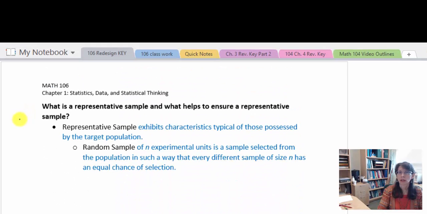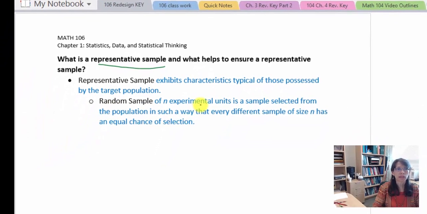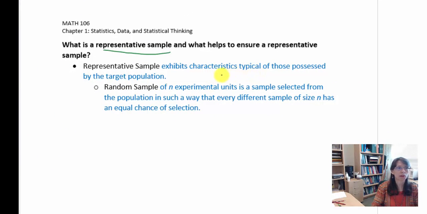Now, when the researcher is gathering information using a sample, it is very important that a representative sample is used. A representative sample exhibits characteristics typical of those possessed by the target population. So if the data you're collecting does not represent the population, then your sample would not be a representative sample. A random sample of n experimental units is a sample selected from the population in such a way that every different sample of size n has an equal chance of selection.